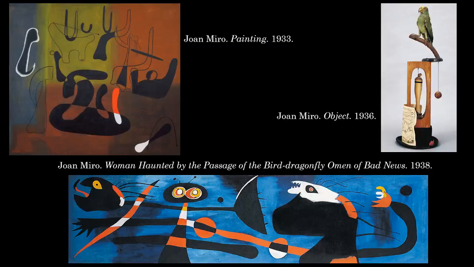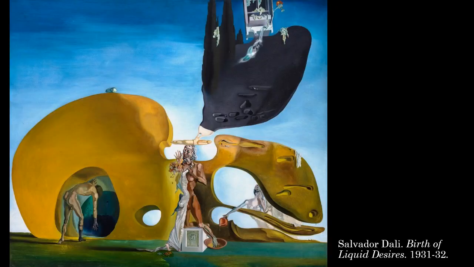In other works, we see themes of urges and confusion, like in Birth of Liquid Desires. We get the feeling that Dali thought that he might be able to gain a bit of control over these thoughts if he could portray them for others to see and relate to.